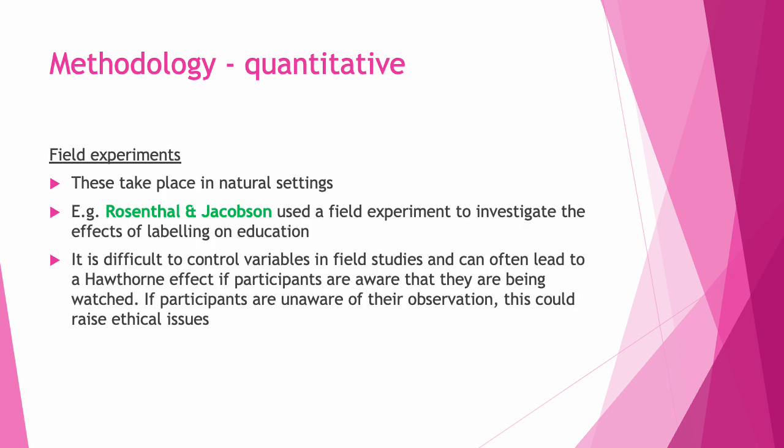Field experiments take place in natural settings. For example, Rosenthal and Jacobson's study, they used a field experiment to investigate the effects of labelling on education. It's difficult to control variables in field studies and can often lead to a Hawthorne effect if participants are aware that they're being watched. If participants are unaware of their observation, this could raise ethical issues.